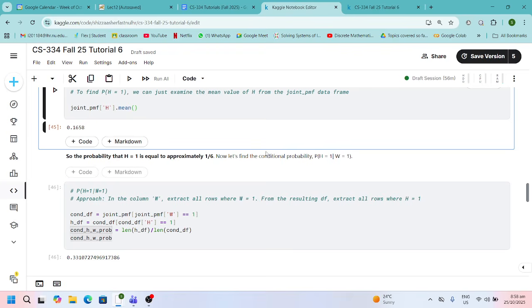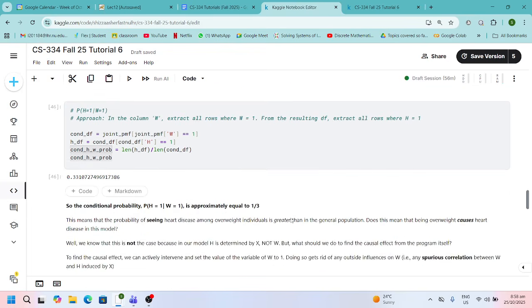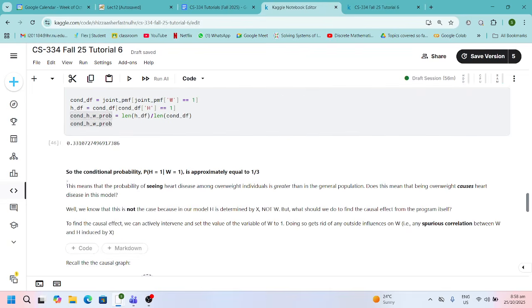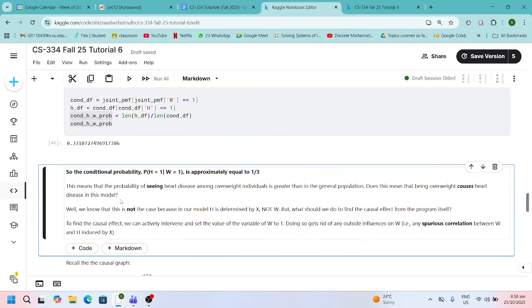Sure, it could mean so, because that's what your data told you. Your data in fact did not tell you that being overweight is what's causing heart disease. Your data generating algorithm, your data, the conditional probability told you that amongst people who happen to be overweight, 33% have heart disease from your data only. We cannot comment on causation yet. Look, this means that the probability of seeing heart disease among overweight individuals is greater than in the general population.